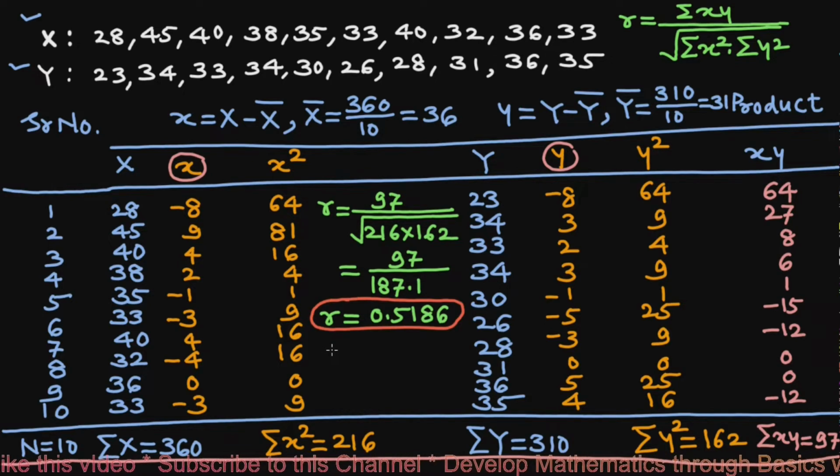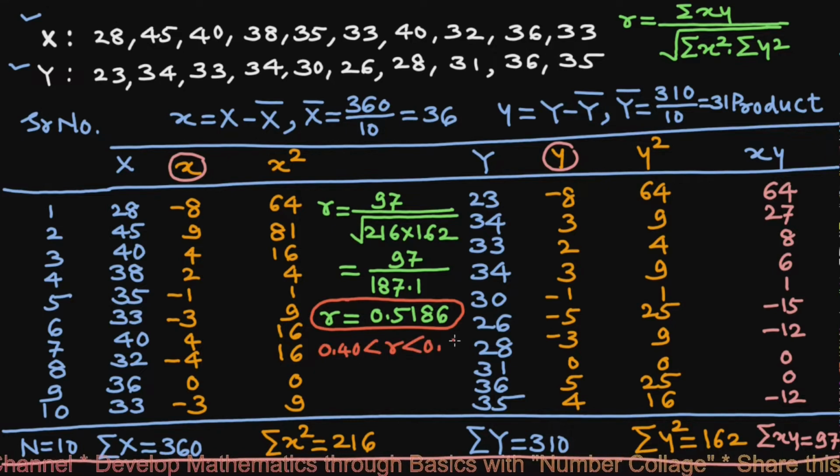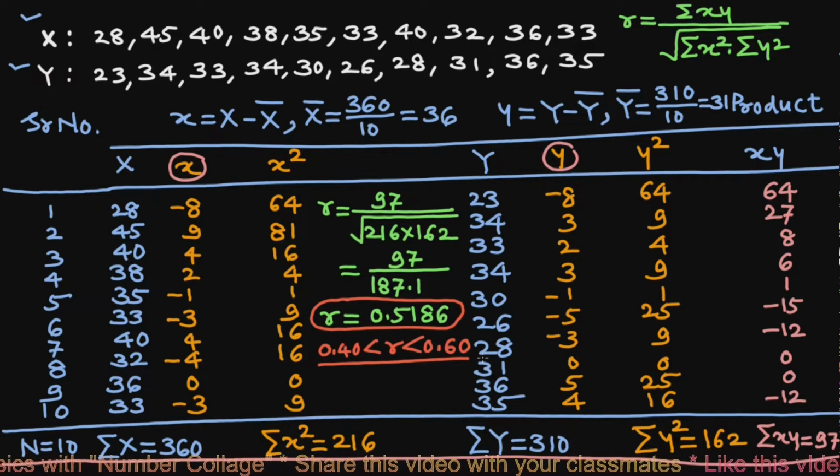Since r lies between 0.40 and 0.60, it means that there may be some relationship between the two variables x and y, but the value of one variable calculated from a known value of the other variable cannot be reliable.